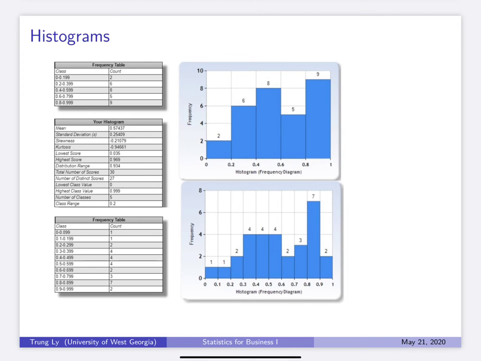What I have here is a data set with 30 observations. The value of the lowest observation is 0.035. The value of the highest observation is 0.969. So to be able to draw a histogram, the first thing I want to do is construct a frequency distribution, which is what I did in the first table here.